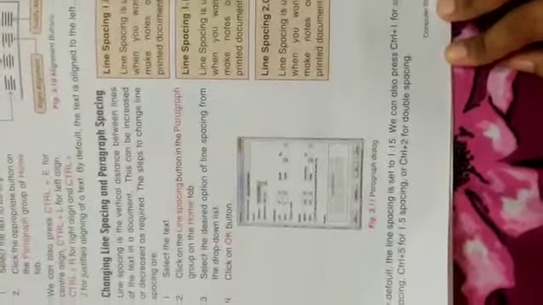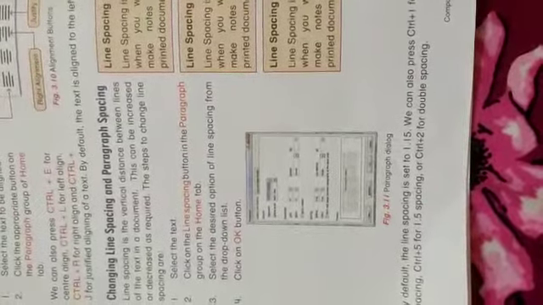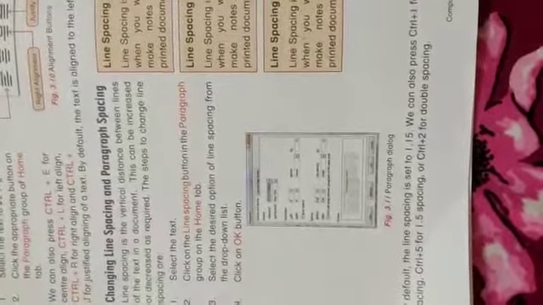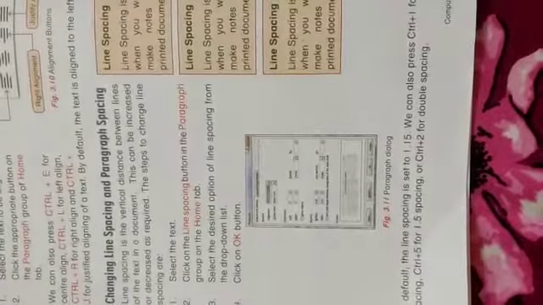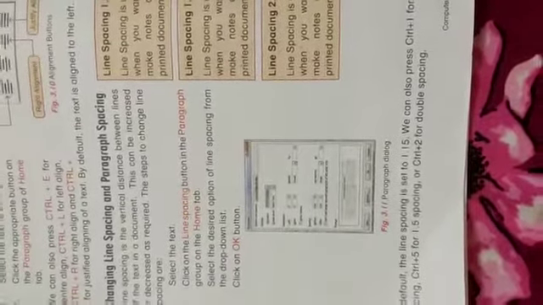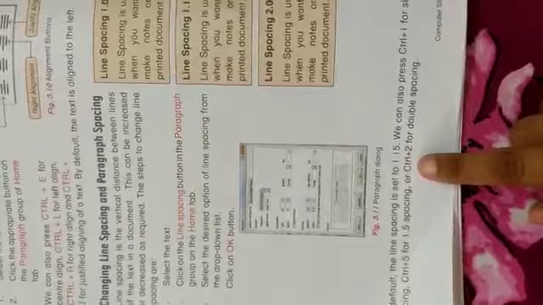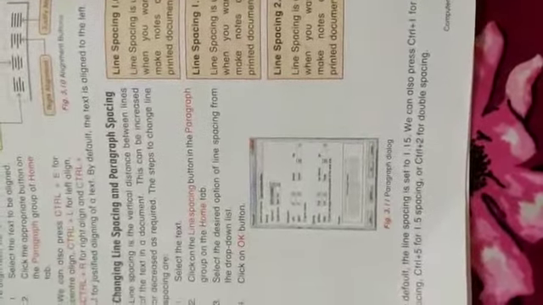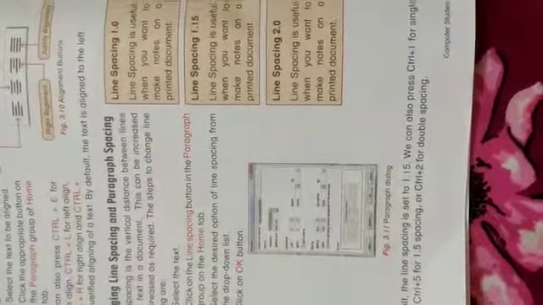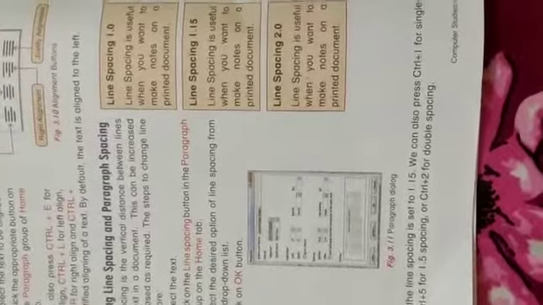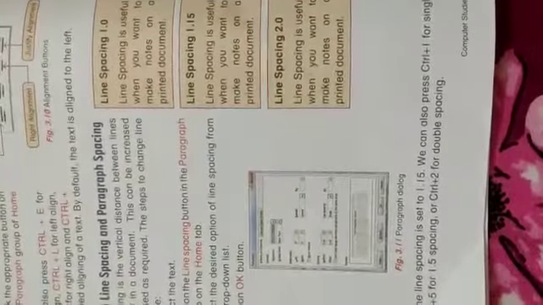We can also press Ctrl plus 1 for single spacing, Ctrl plus 5 for 1.5 spacing and Ctrl plus 2 for double spacing. Again, you have to underline this and you have to learn. I will make a list of shortcuts so that you can learn it and you can remember this when you will do the practical part.